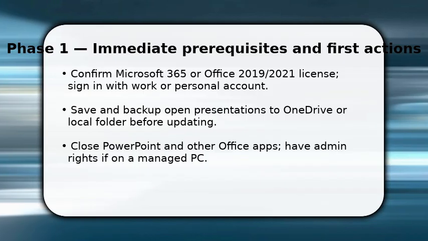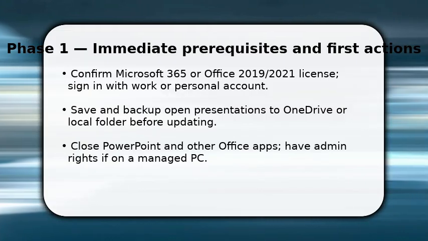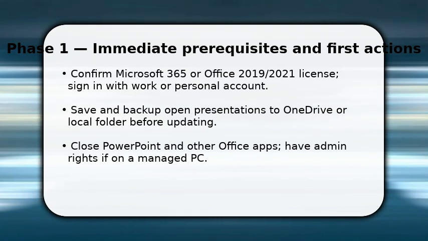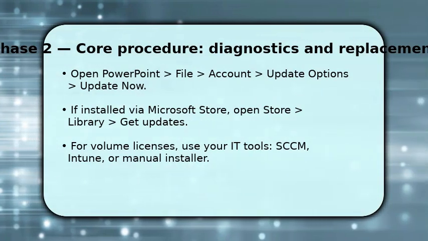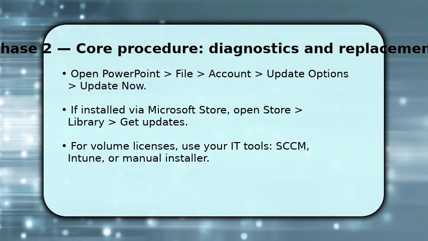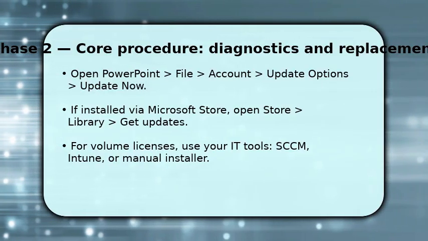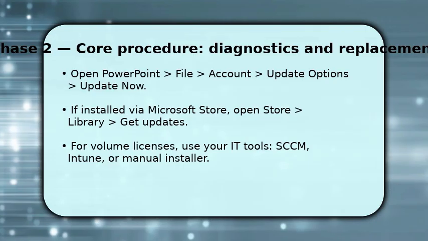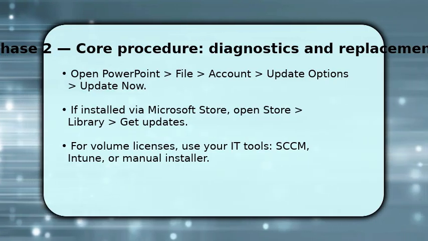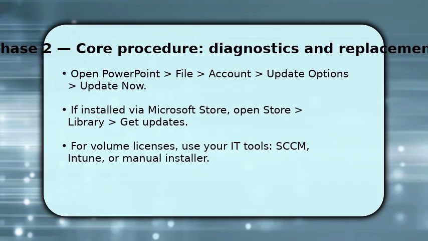This prevents file locks. Now, proceed to the app update path, either the Office account update control or the Microsoft Store, so you can fetch the newest build. You'll now run the update. Open PowerPoint and go to File, then Account, and choose Update Options, Update Now. This checks Microsoft 365 channels. If PowerPoint came from the Microsoft Store, use the Store Apps Library and get updates instead. Those paths are different but both fetch the newest build.